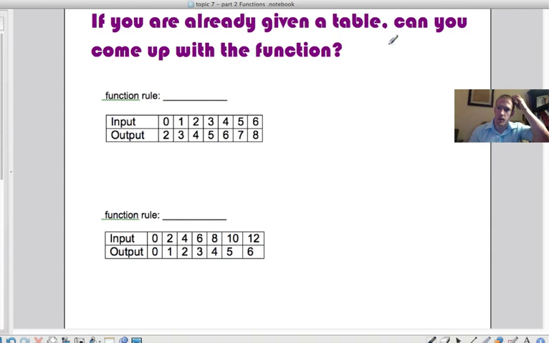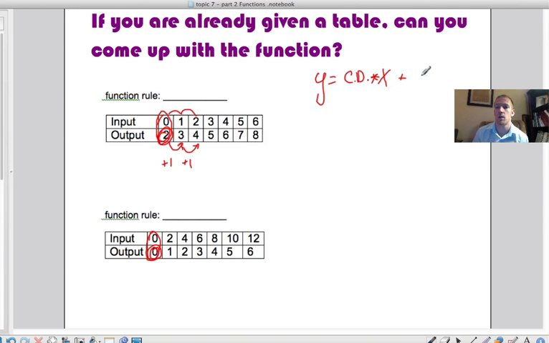So if you're already given a table, come up with a function. We already have our 0 number, right? That's a 2. Our 0 number here is 0. Now these are going up by 1s, 1, 2, 3, 4, 5. So here's our common difference, plus 1 each time. So our function rule is going to be y equals the common difference times x plus our 0 number.